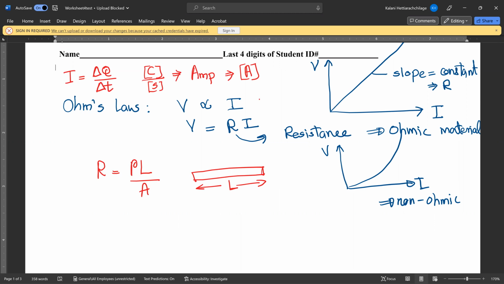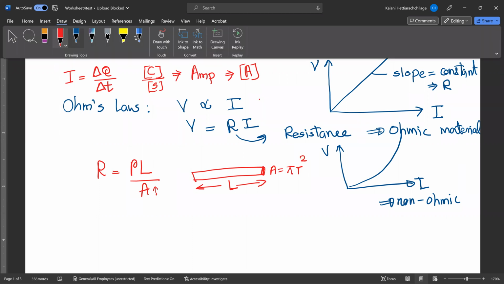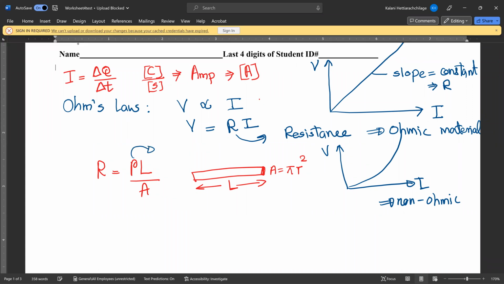Now, if you check the cross-sectional area, we know that if it is a cylinder, it is pi times radius squared. If you keep increasing the cross-sectional area, you see that it is in the denominator, so your R is going to decrease. Resistance decreases by increasing cross-sectional area, right? The other parameter you have here is rho. You remember that we used rho for density earlier in your 116 class, but here rho is what we call resistivity.